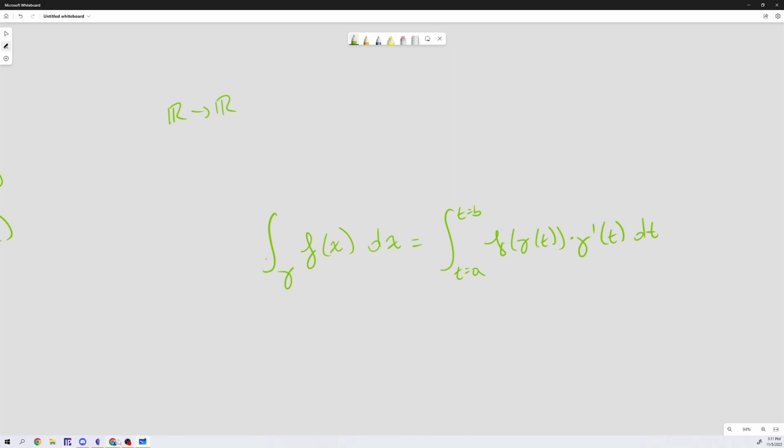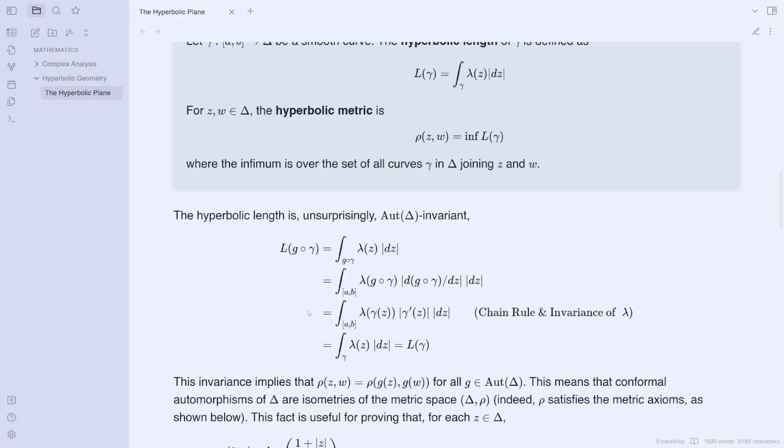Times the time derivative of gamma, and I take that integral with respect to t. Okay, so that's your definition of the line integral. And we do the exact same process, okay? So we're going to take, well, here's the function inside the integral. To do the line integral, I'm going to do lambda of whatever parametrized curve is in here. So lambda of g composed with gamma. And then I'm going to multiply by the derivative.